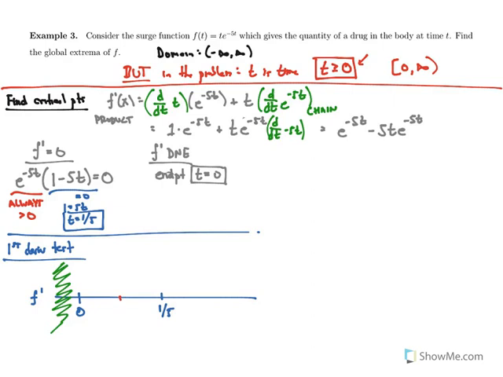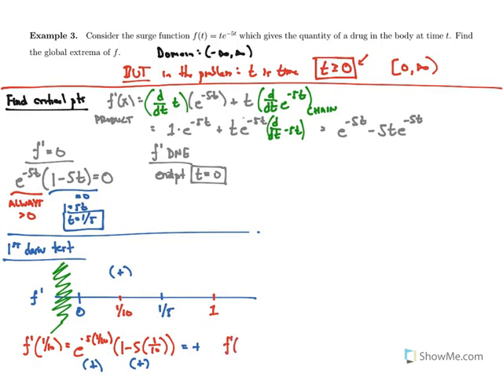Something in between 0 and 1/5. Let's look at 1/10. And something greater, how about 1? Think about what is f prime of 1/10. It's going to be e to the negative 5 times 1/10 times 1 minus 5 times 1/10. All I care about is the sign. This is a positive number. This is going to be a positive number, like 1 minus 1/2. This whole thing is going to be positive at 1/10.